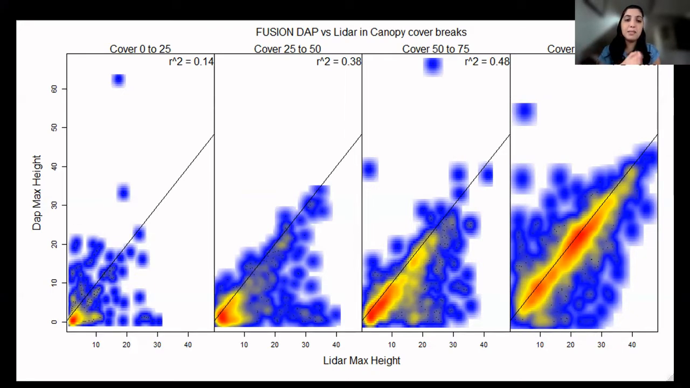Again, this is because of what I just talked about: the software is trying to find the ground, especially in a low canopy cover area. It's thinking to itself, oh, these are actually just the ground, let me squash them down. So it's important to know the canopy cover percentages of whatever area you're looking at, because if you've got a really low canopy cover area, this DAP product might not be as useful to you as it would be in a higher canopy cover area.